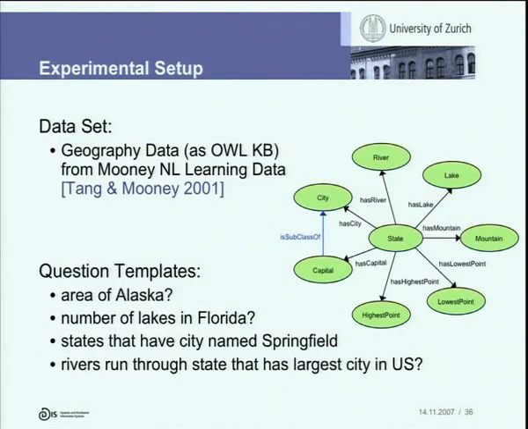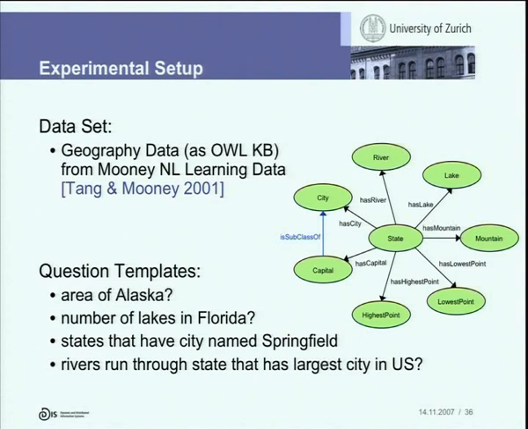We took a data set that was given to us by Ray Mooney down at UT Austin. It is a simple database of US geography. It has states, capitals, cities, rivers, lakes, mountains, lowest points, highest points, and relationships between each of those things. And we asked them questions like, what is the area of Alaska? What is the number of lakes in Florida? What states have a city named Springfield? And there are many states in the US that have cities named Springfield. Rivers that run through the state that has the largest city in the US, and things like that. So it's an increasing complexity.